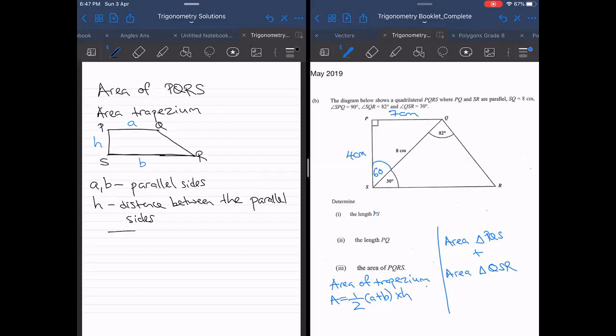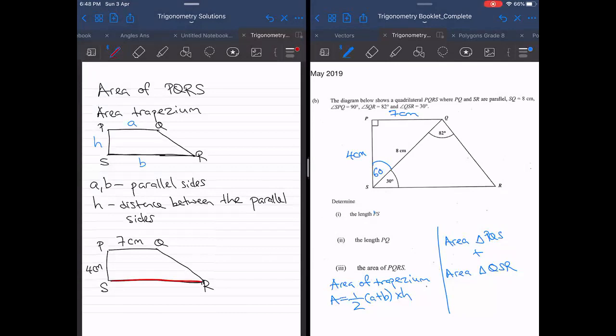Right, so for this one, we have P, Q, S, R. We know that this is 7, and we know that this is 4. But what are we noticing? We're noticing that we don't know SR. So I'd probably have to go and find SR.